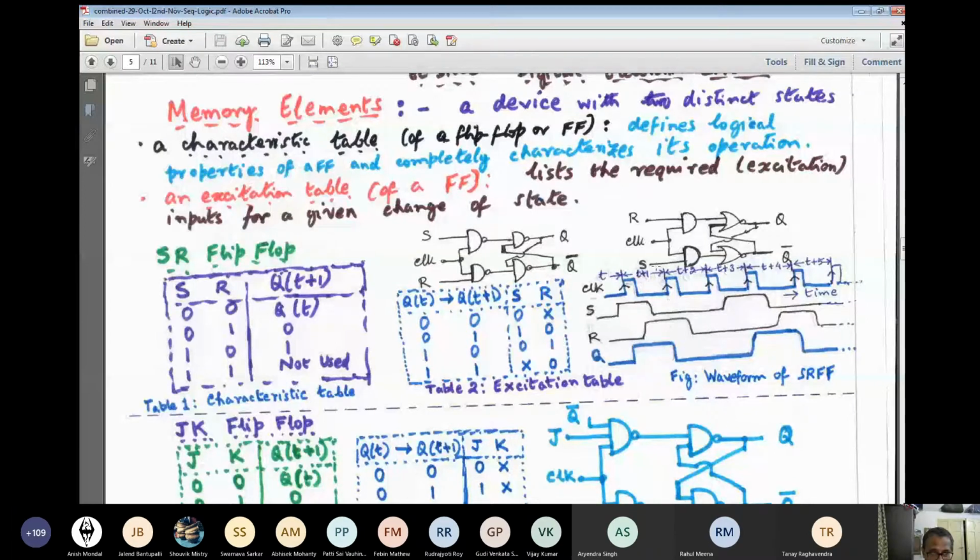So over T plus 1, just prior to the active edge occurring here, if S is 1 and R is 0, then throughout this T plus 1 interval, Q will remain high.